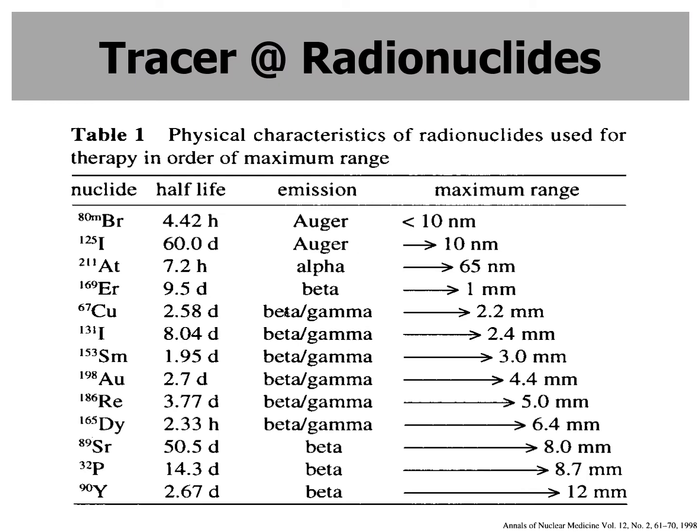So now we can see the tracers or radionuclides that are available for use in therapy in order of maximum range. As I told you just now, beta particles or Auger emissions will travel a very short distance, but with a high LET, they will give very high destruction to the cells.